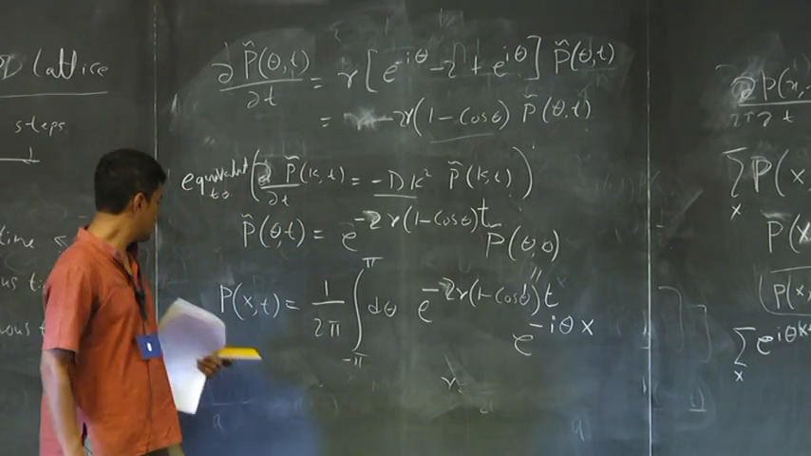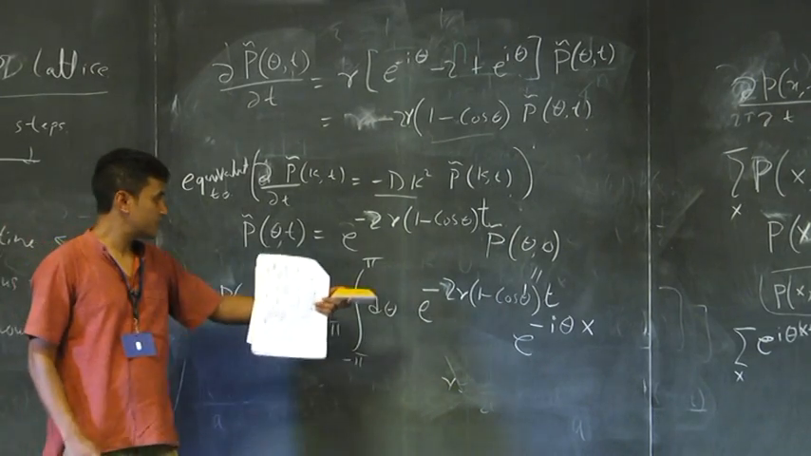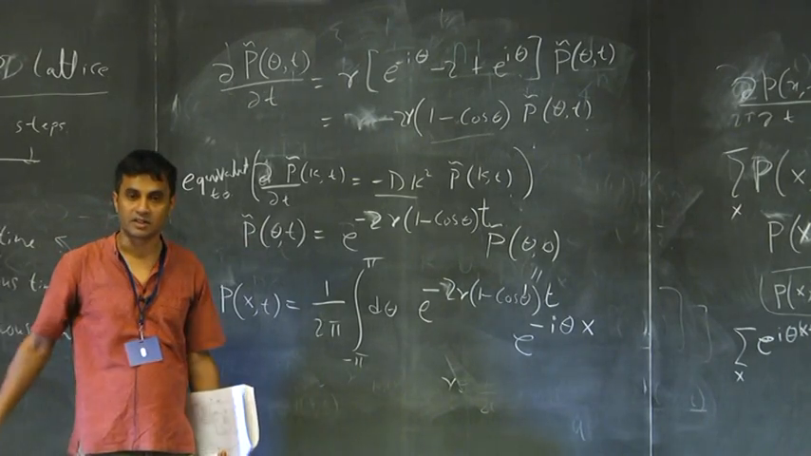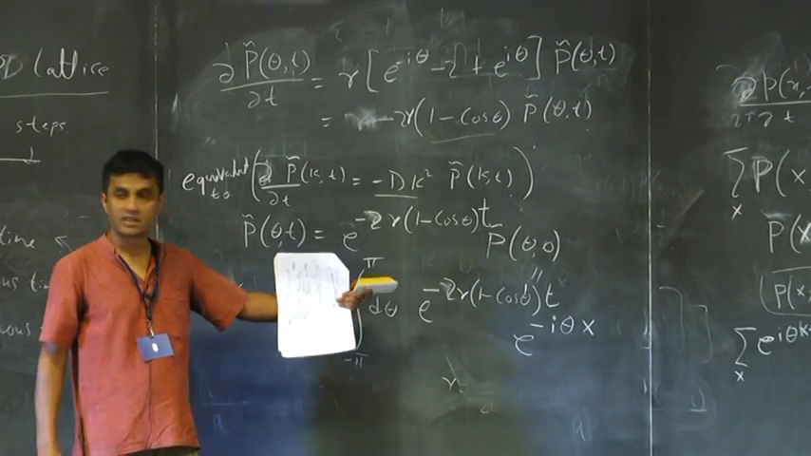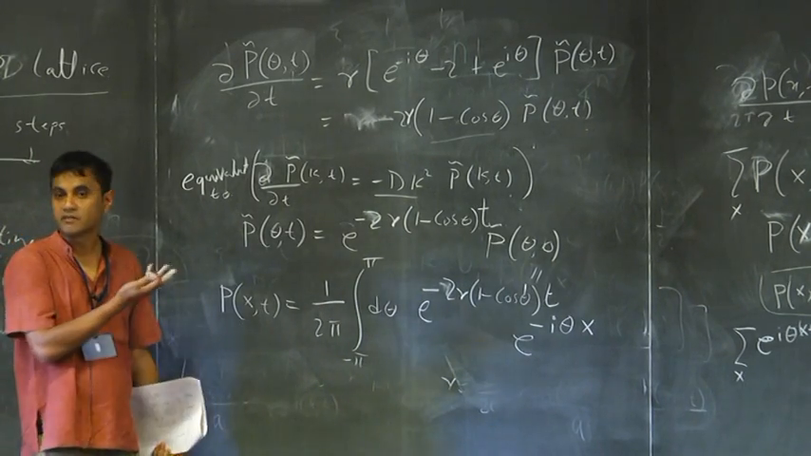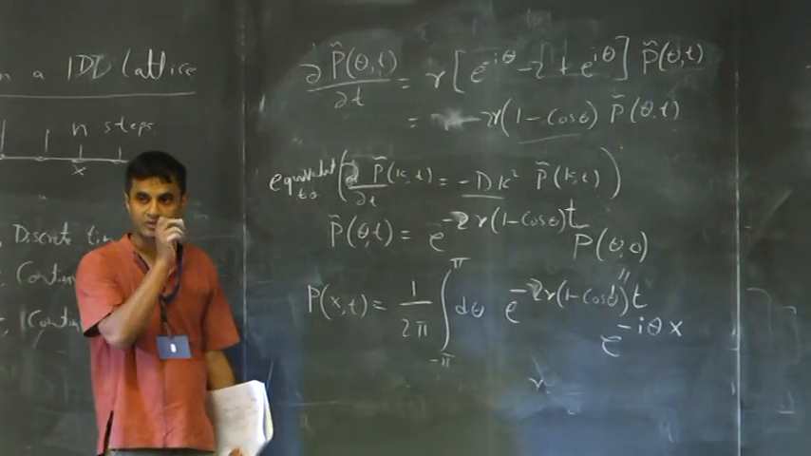Okay, so this is the final result P of x, t. If you do this integral, it can be done and will give you some Bessel function. This is some Bessel function representation. So you get some function which is known exactly, in some cases. So this is the exact solution of this problem.